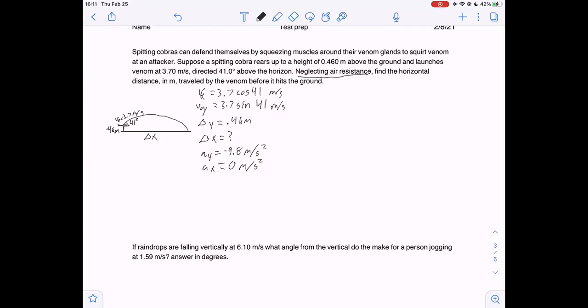This was one of the homework problems, well, something similar. It's a few steps long, so the first equation we'll use is our final velocity of y squared is equal to our initial velocity of y squared plus 2a delta y, right?